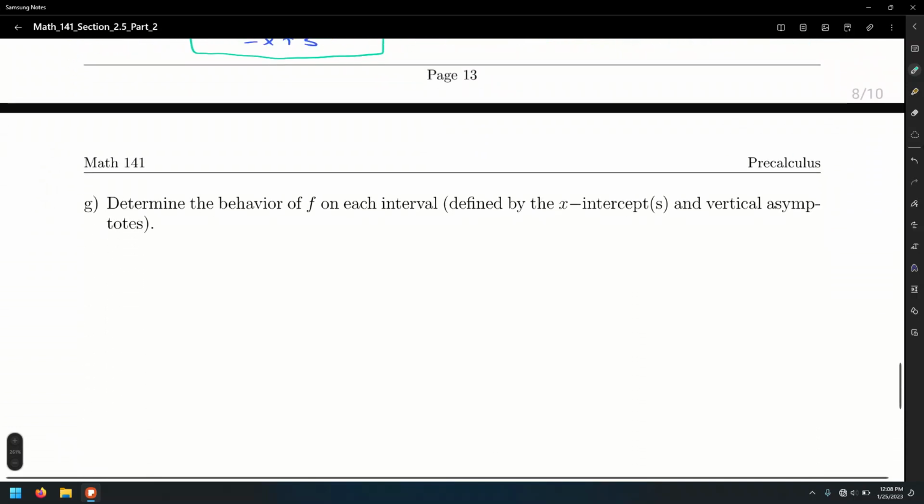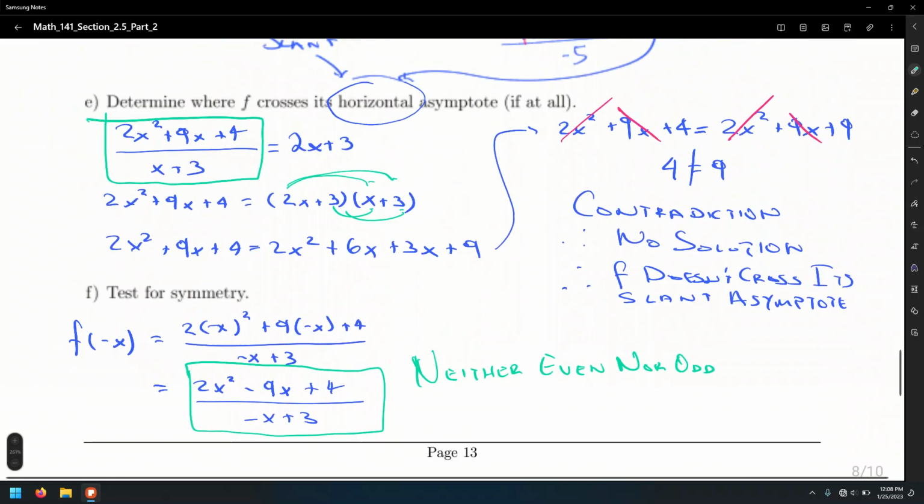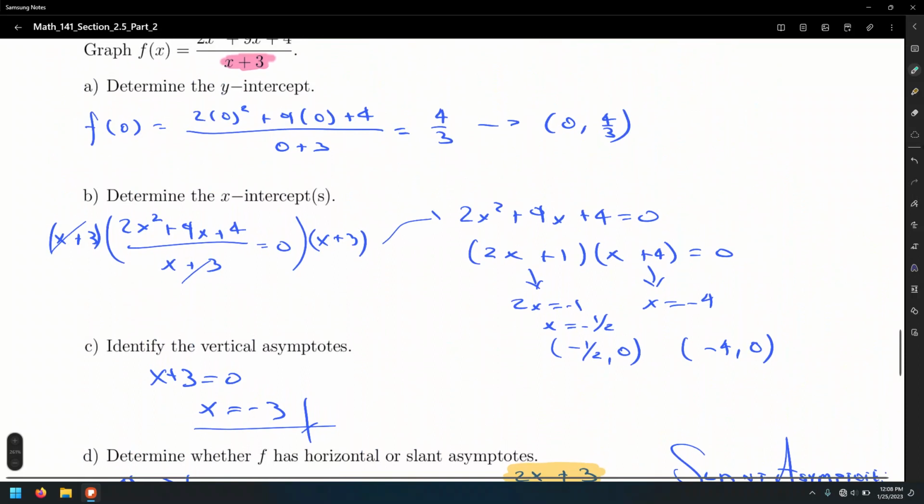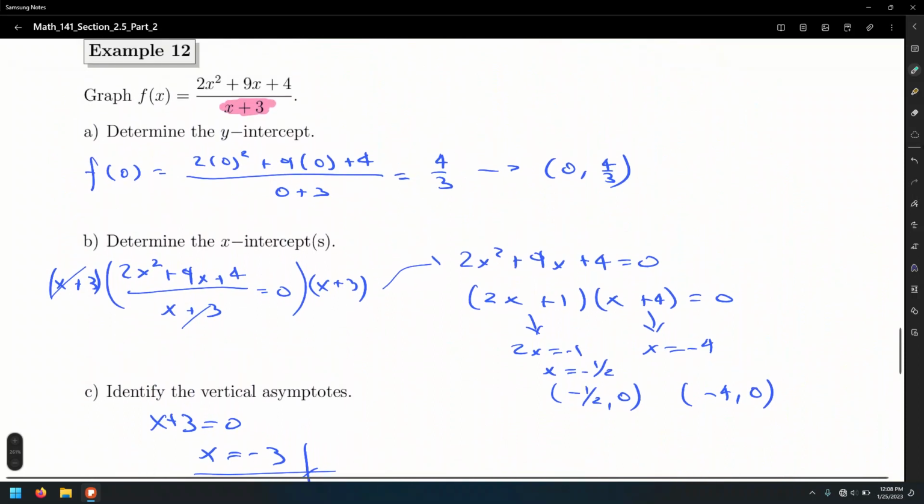Determine the behavior. Oh yes, the behavior, the usual. So in this case, let's see. Number 1. So we got a vertical asymptote, one of them, and we got 2 x-intercepts. All right, so just the same way we did with the other examples, we're going to draw a number line, and we're going to put solid bubbles for those x-intercepts and open bubbles for vertical asymptotes, and we are going to choose test points in this case.